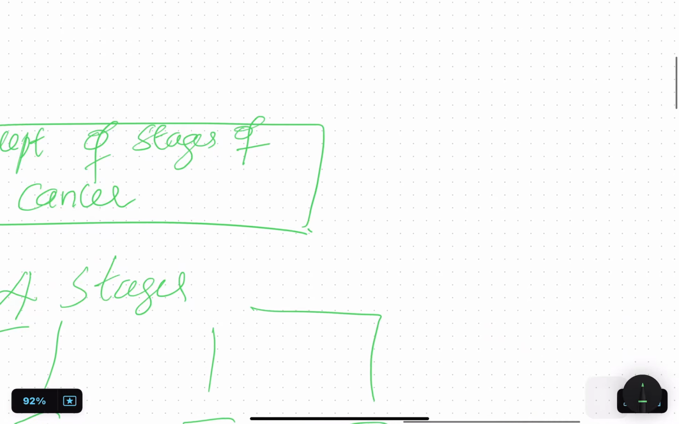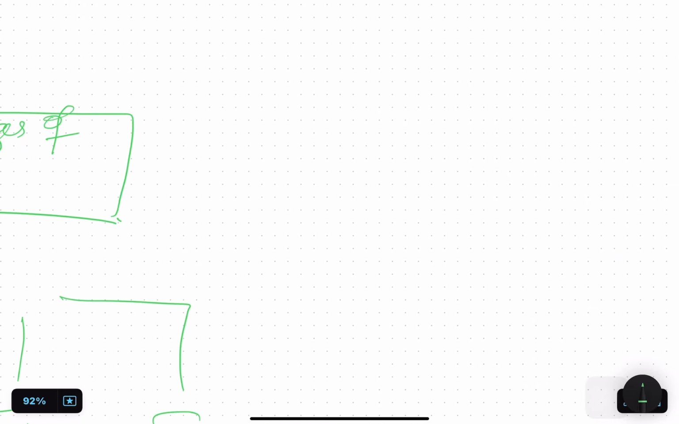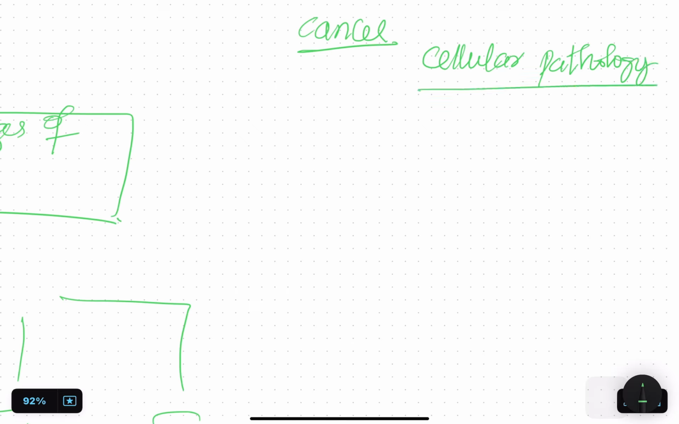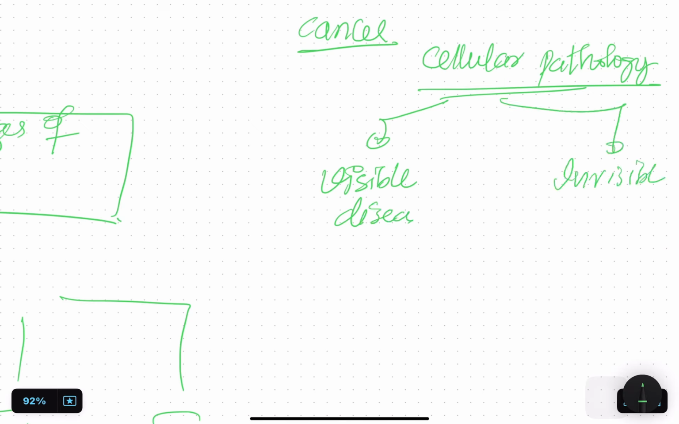Before coming to this, you should understand something. Cancer is a cellular pathology. Correct, no? Since it's a cellular pathology, you will have visible disease and invisible disease. So what does it mean? See, you cannot see everything in microscopy. There is a limit, only to a particular size level.